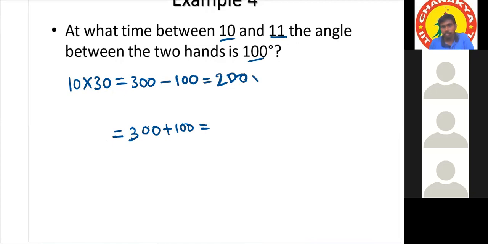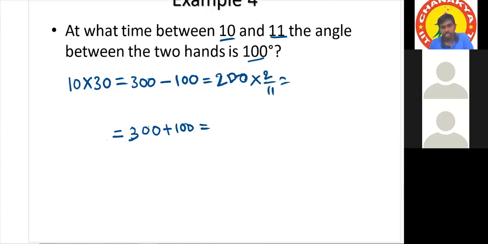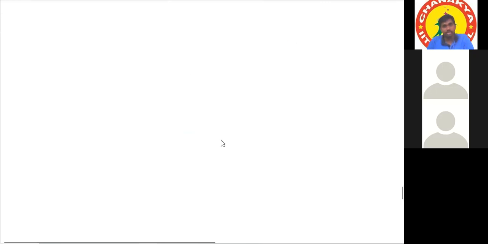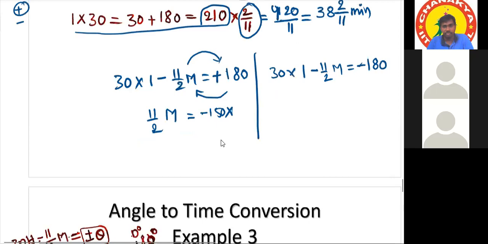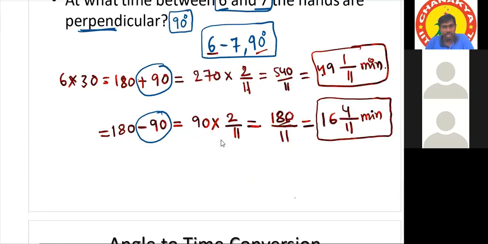200 into 2 by 11. I have a doubt. Tell me. For example, if we get a degree in points, do we just round it off? No, that is what I'm telling you. If this type of question is given in competitive exams, options will be like this only. Options will be 16 4 by 11 and 49 1 by 11. You need to convert them into mixed fraction form, not decimals. Okay, sir, understood.